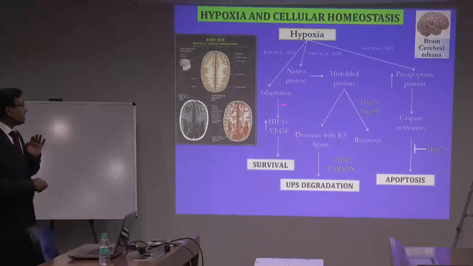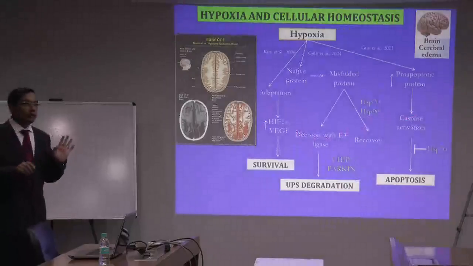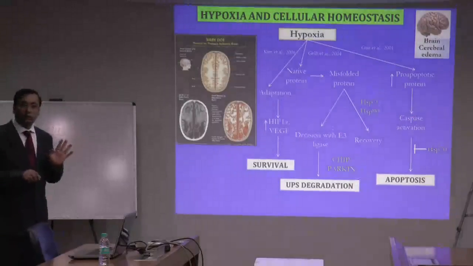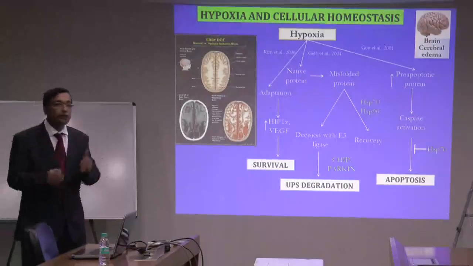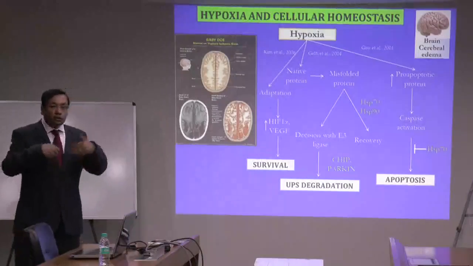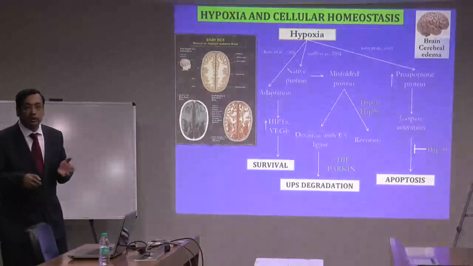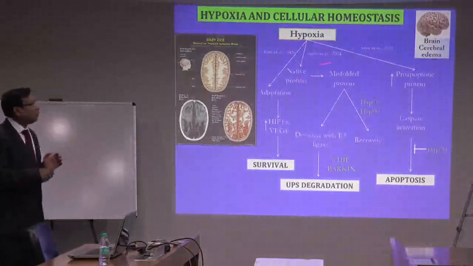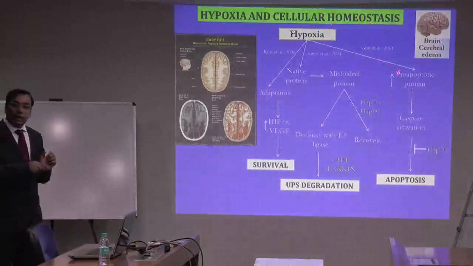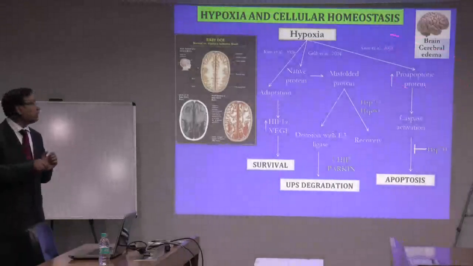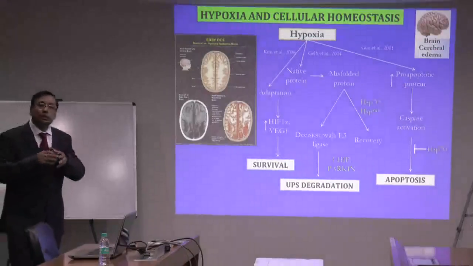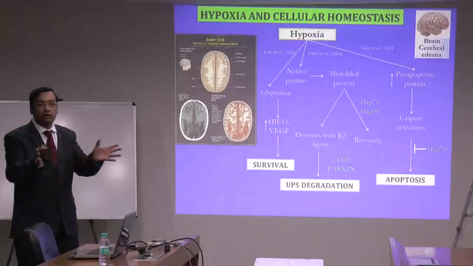In hypoxia, this is the angiogenic pathway. I don't know how many of you know about the angiogenic pathway. The angiogenic pathway is just increasing the new vasculature, that is, new vascularization. So whenever a body or a cell encounters hypoxia, it will start growing new vasculature.